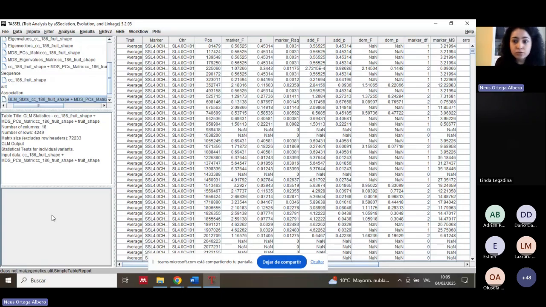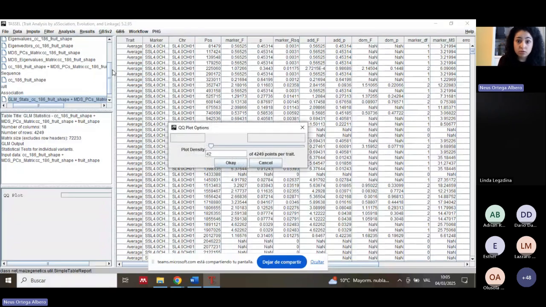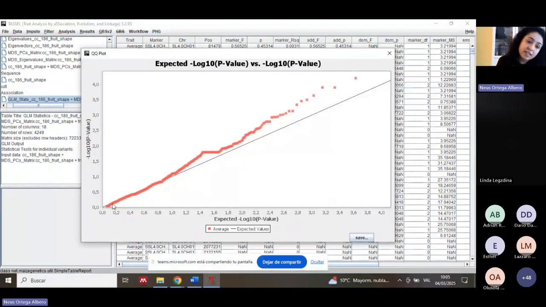I suppose some of you are writing into the chat. I'm just finishing showing the quantile-quantile plot and the Manhattan plot, and then I go to the chat to solve any doubts, okay? So after we have combined all this and performed the GLM analysis, we go to the results and we can see the QQ plot, which would be this form.